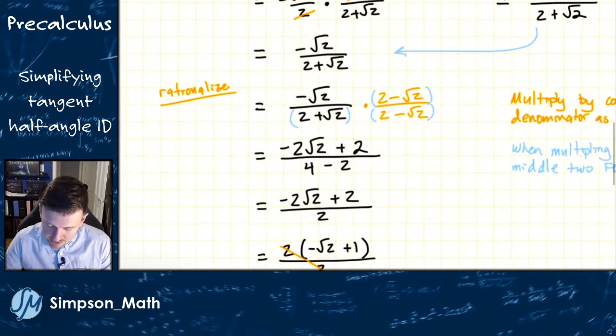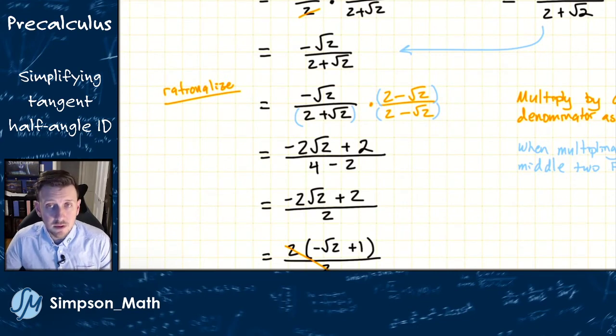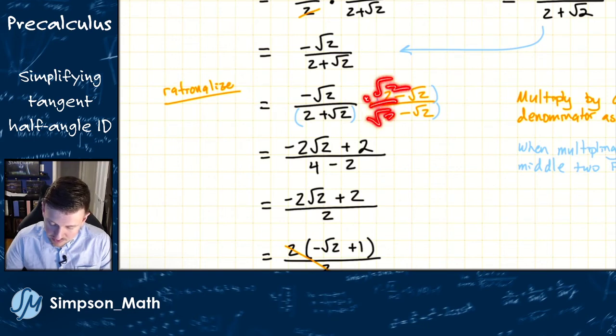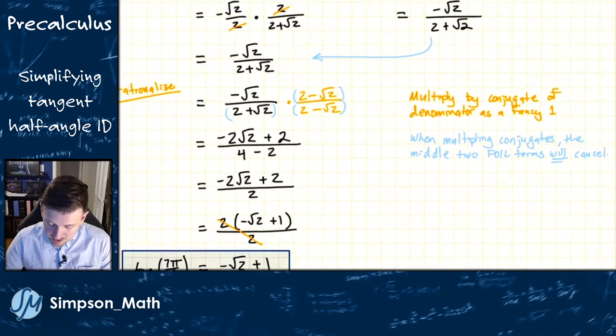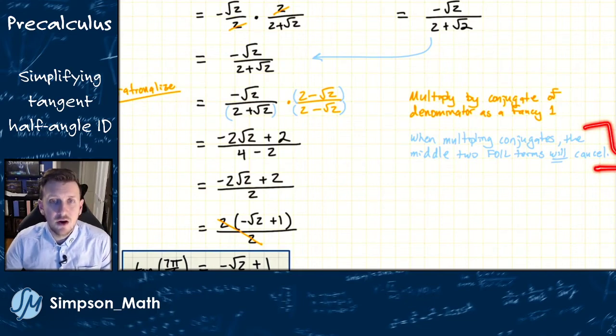All right, so now I need to rationalize. I don't have a double square root in the denominator issue. I just have this square root of 2 that needs to be dealt with. Again, I can't just do square root of 2 over square root of 2, because it wouldn't get rid of the square roots, so I need to multiply by the conjugate. So the conjugate of 2 plus square root of 2 is 2 minus square root of 2. Go through that same process. Again, whenever we FOIL conjugates, those middle two terms will always cancel.